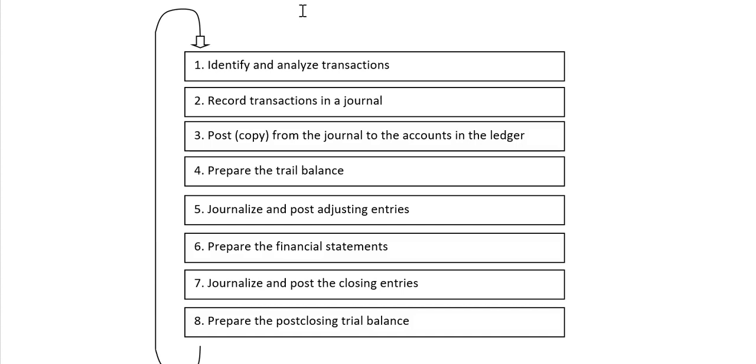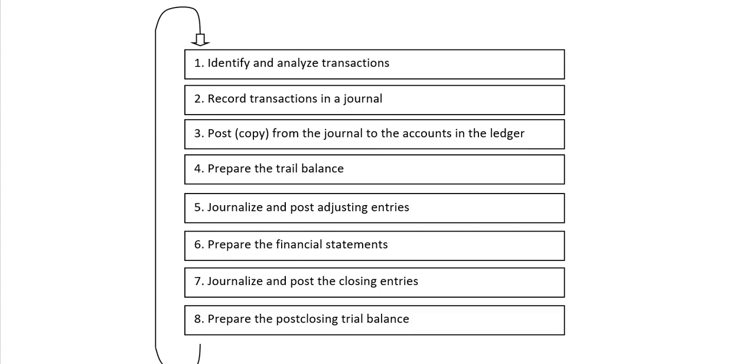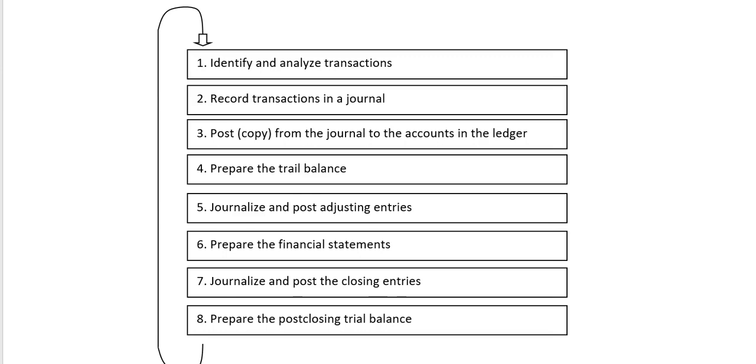So looking at what we've done so far, we have covered the first 5 steps of this cycle. And in this chapter, we will be going over the final 3 steps. 6, preparing the financial statements. 7, journalizing and posting closing entries. And 8, preparing the post-closing trial balance.